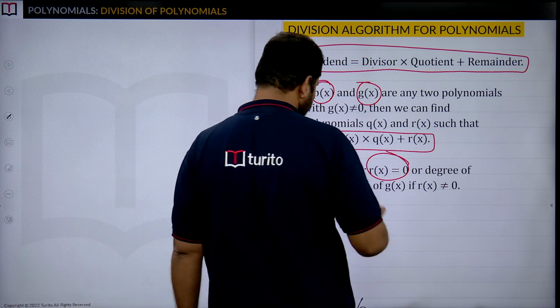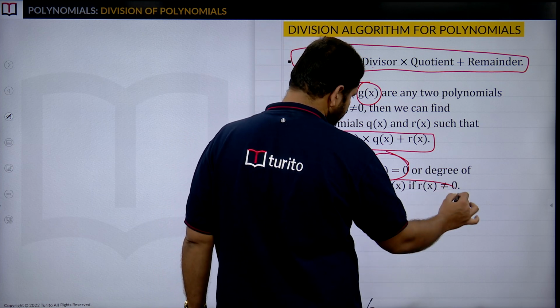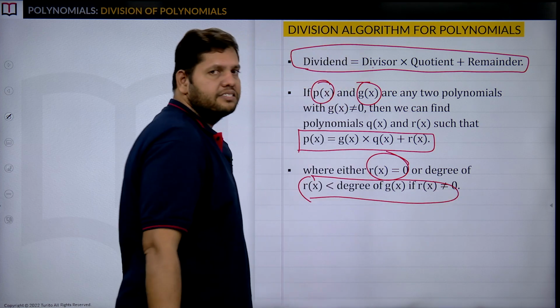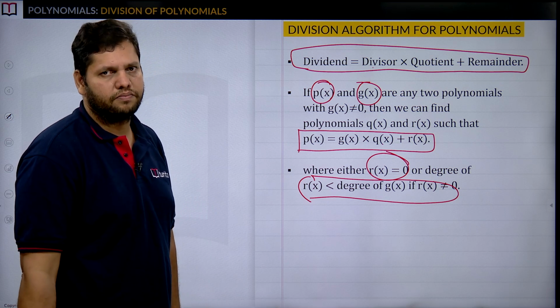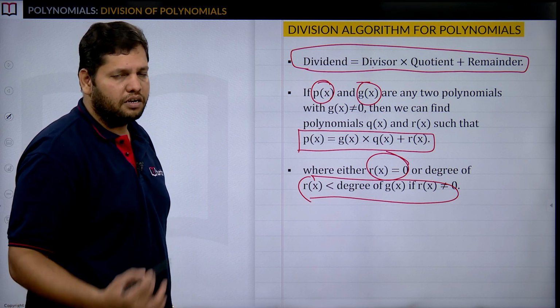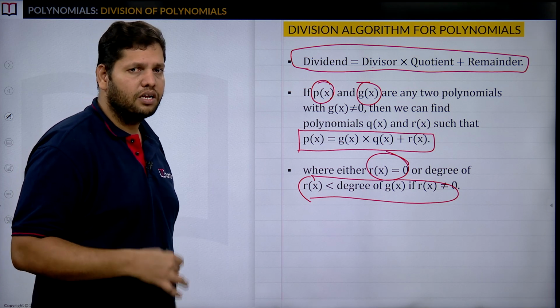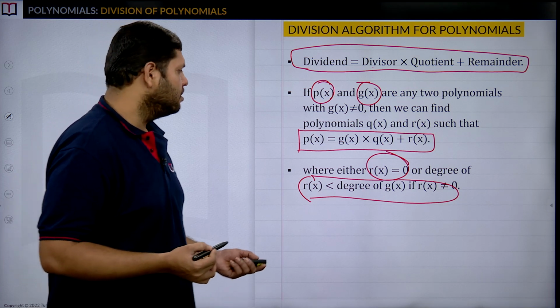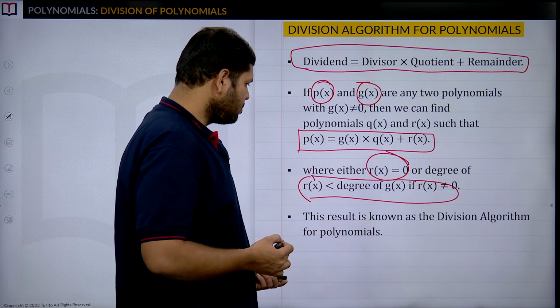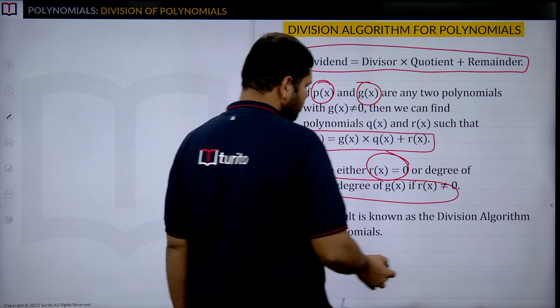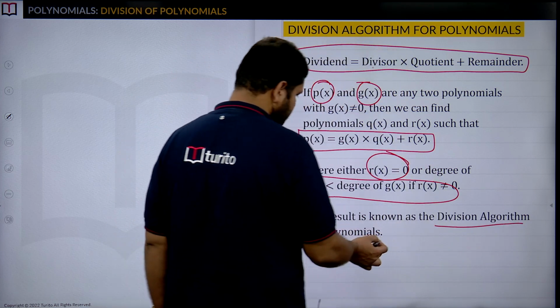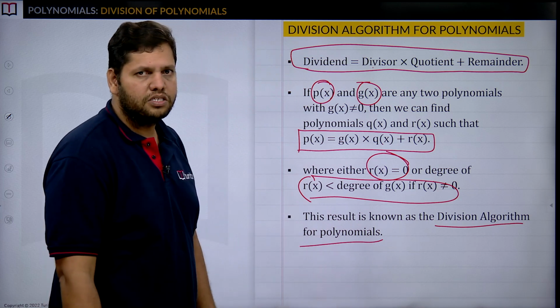And one more point, children: the degree of r of x is always less than the degree of g of x. I told you already, the degree of the remainder is always less than the degree of the divisor. This result is what we call the division algorithm for polynomials. Remember this point also.